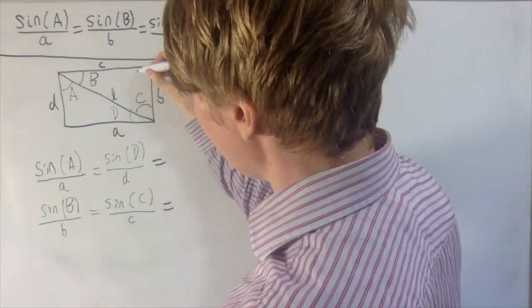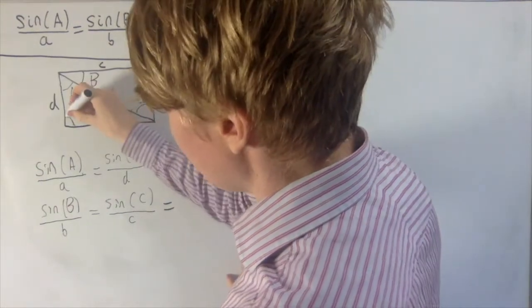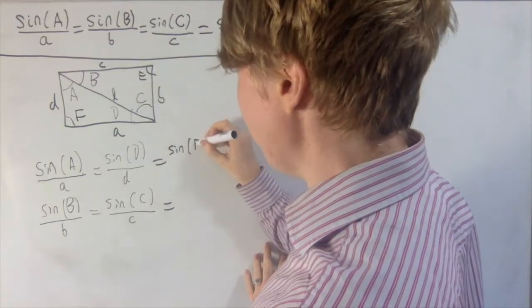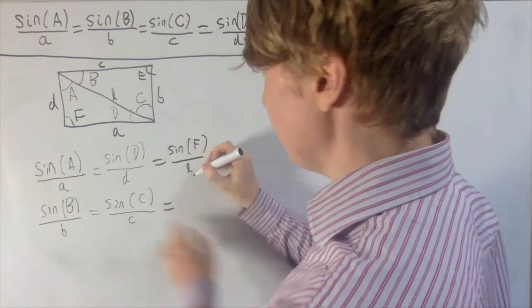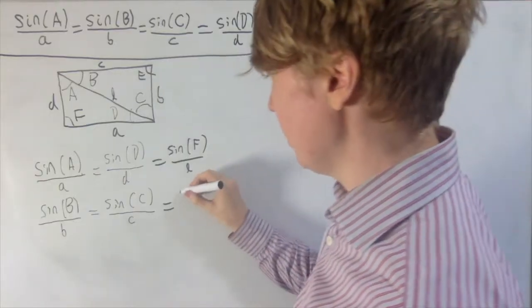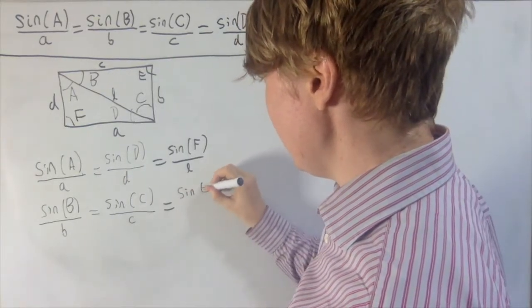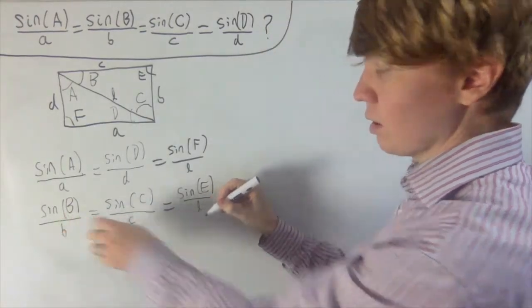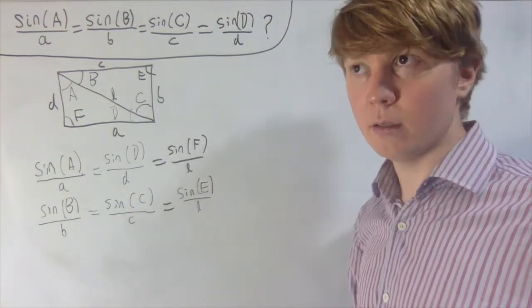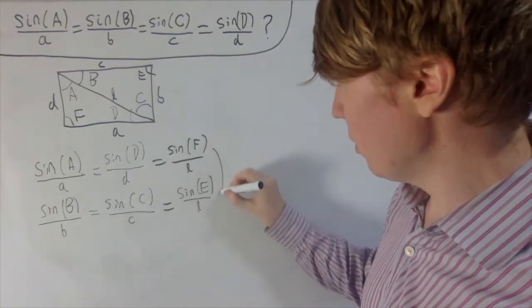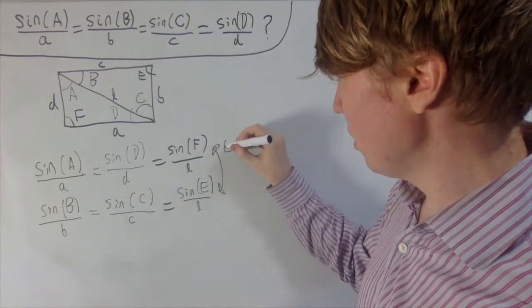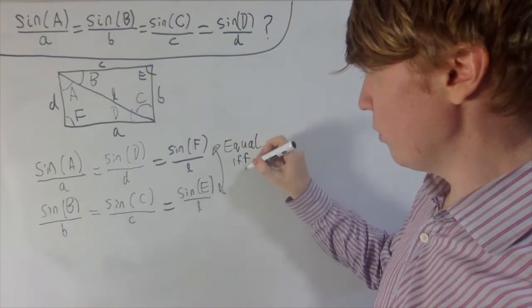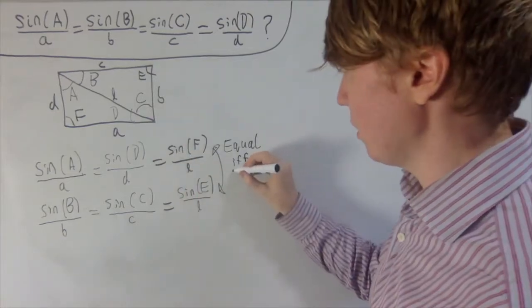If I call this angle here E, and I call this angle down here F, then we know that sine F over L is equal to sine A over a, which is sine D over d, and similarly sine E over L is equal to sine C over c, which is equal to sine B over b. So now, in order to join these up and get these two to be equal, basically what we need is that these are equal if and only if sine of E is equal to sine of F.